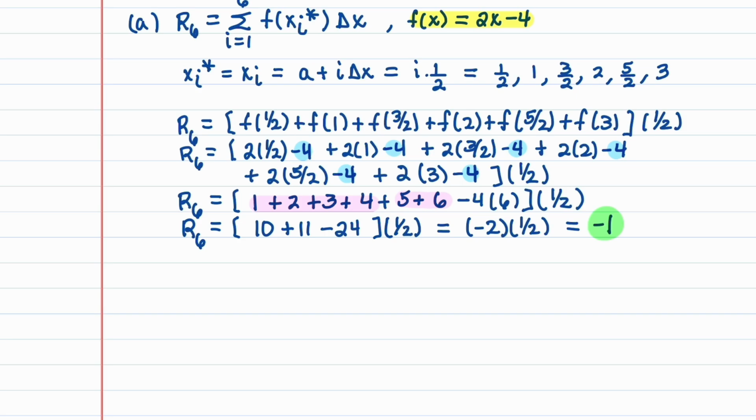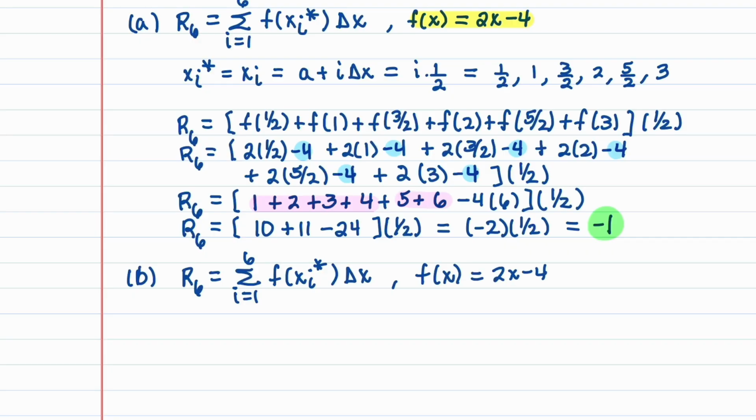Let's now do the same type of calculation, but now we are going to use left endpoints. Our formula is going to be the same. We have R sub 6 is equal to the sum from i equals 1 to 6 of f of x sub i star delta x, and our f of x is again 2x minus 4. Now what's changing is our x sub i star.